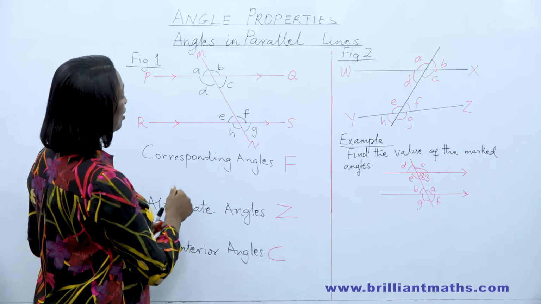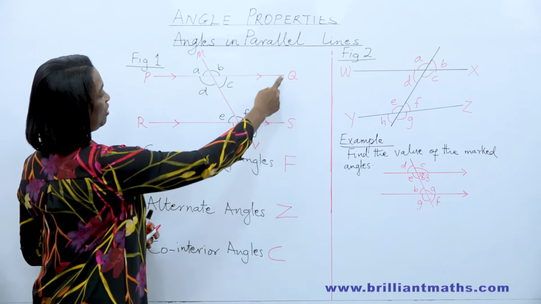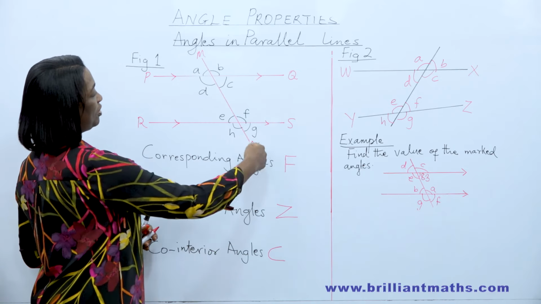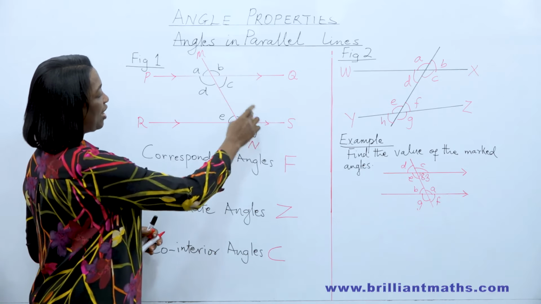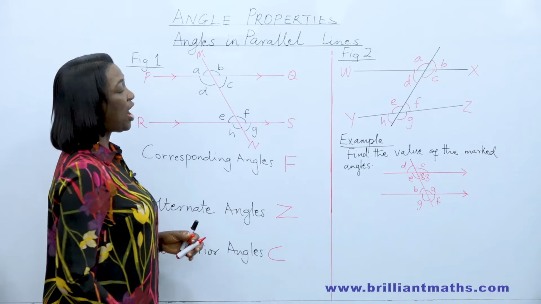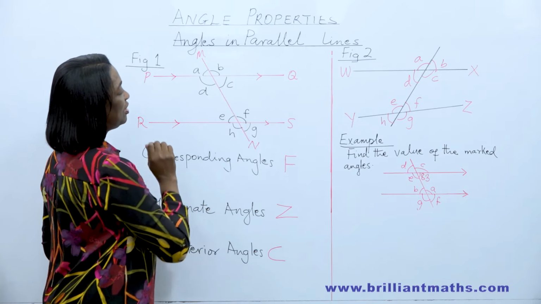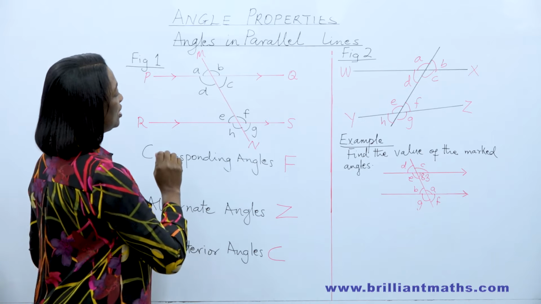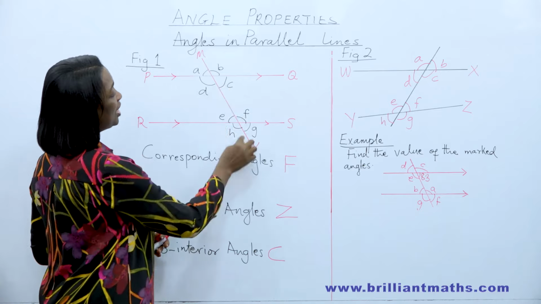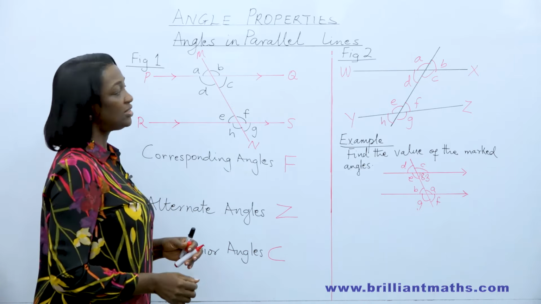So corresponding angles form an F shape, kind of. You can see the F shape. So B and F are corresponding. C and G are also corresponding. They're on the same side, same position under the parallel lines.